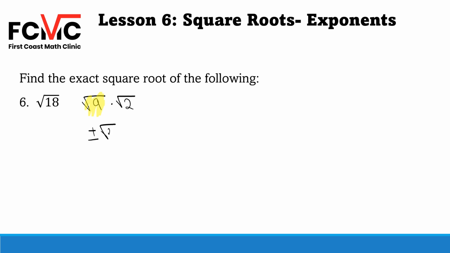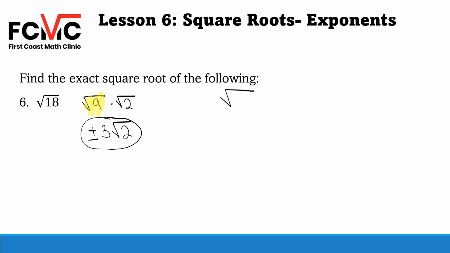Actually, I'm sorry, just 3, positive and negative 3. Now that square root of 2, I can't factor it. I can't take the square root of 2, so I'm just going to leave it as square root of 2. So my answer here is going to be positive and negative 3 square root of 2.